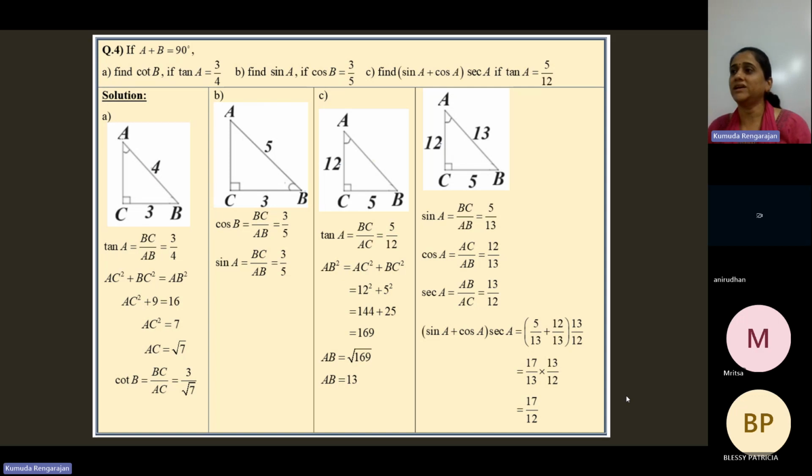Yeah, we don't need AC, because what is sine A? Opposite by hypotenuse. What is opposite? BC. And hypotenuse AB. We have the values. Why find AC? So we have not found it.